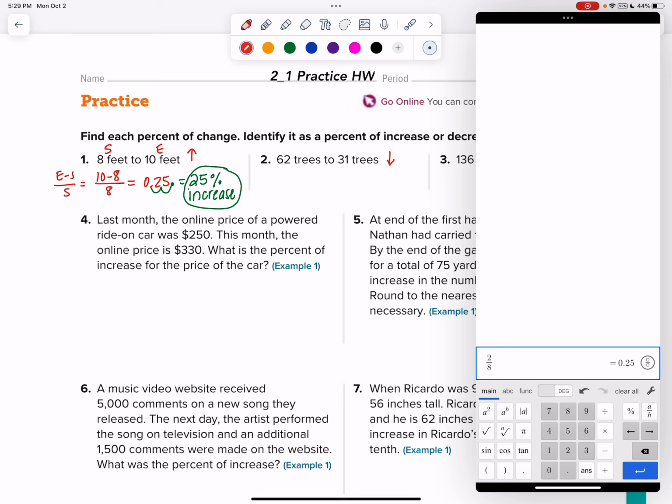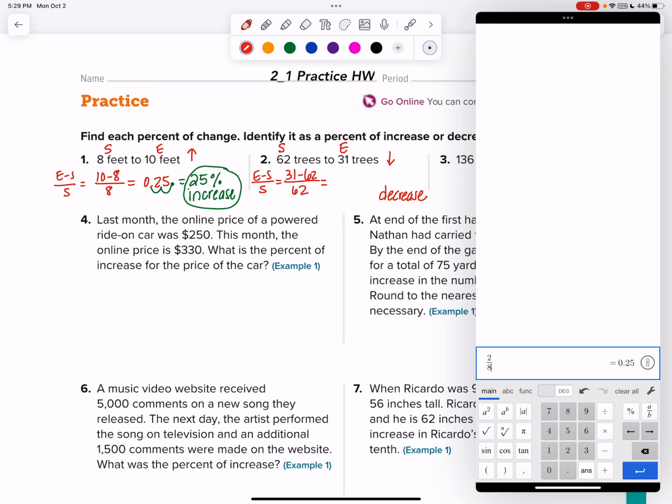All right, let's look at number 2 and get all the points, okay? If you think you know what the answer might be, you could even write the word decrease there ahead of time so you don't make a mistake. All right, let's go ahead and look at this. So here's my start, here's my end. So we do end minus start over start. 31 minus 62 over 62.